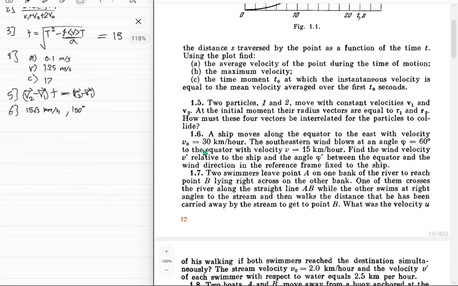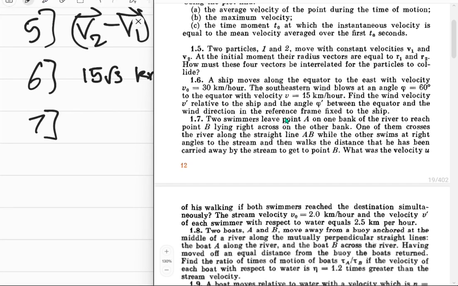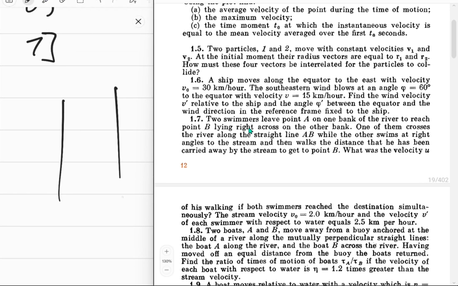Next, seventh. Two swimmers leave point A on one bank of the river to reach point B lying right across on the other bank. Two banks, point A, reach point B lying across the other bank. So maybe something like that. Across probably means it's just perpendicular. So B, like this.